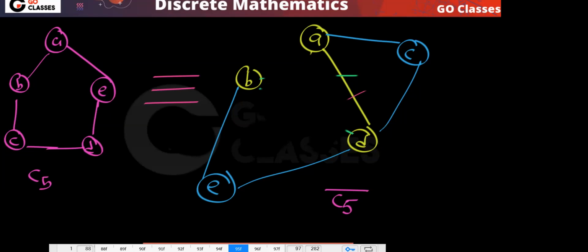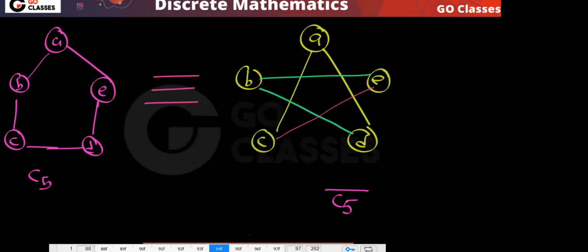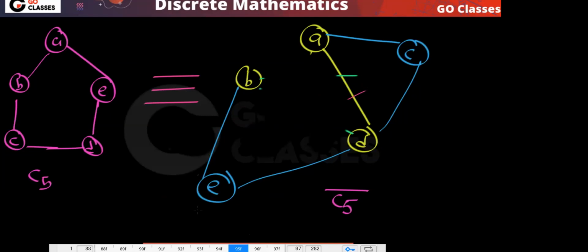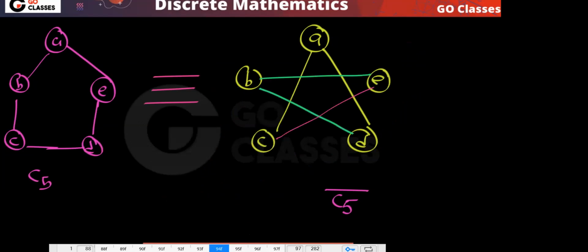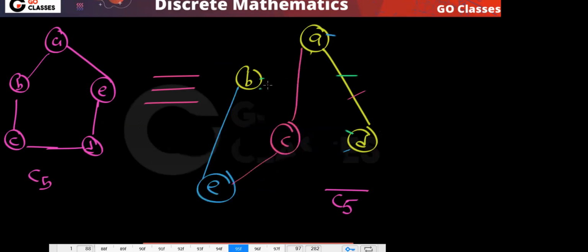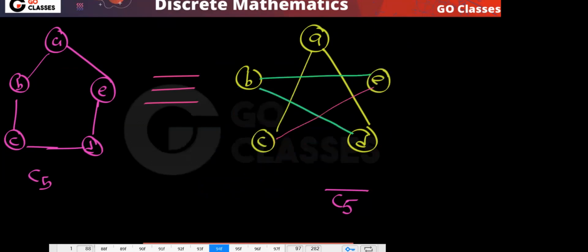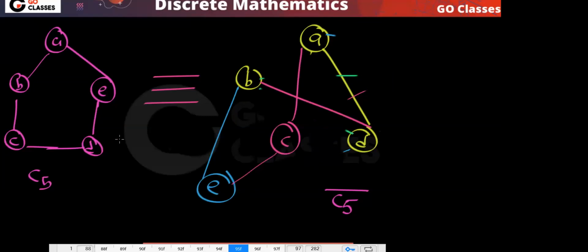Actually, sorry, that is basically EC. E is connected to C. You can notice E is adjacent to B comma C. Sorry, this C is not connected to D. This C is actually connected to A, and this D is connected to B. Anyway, if you notice, this is actually the same. If you just make the changes, then they will be the same.